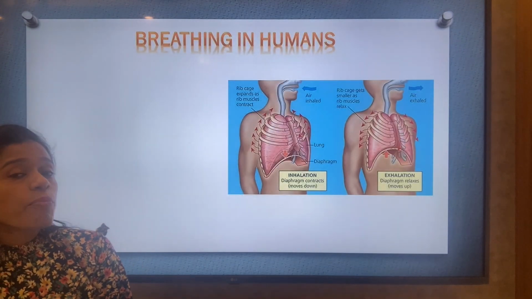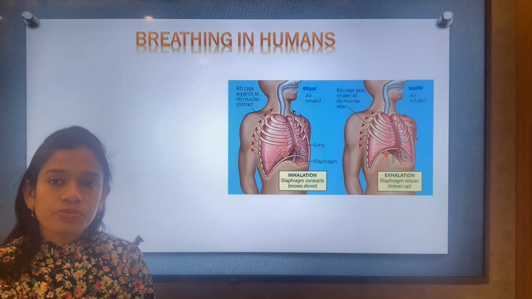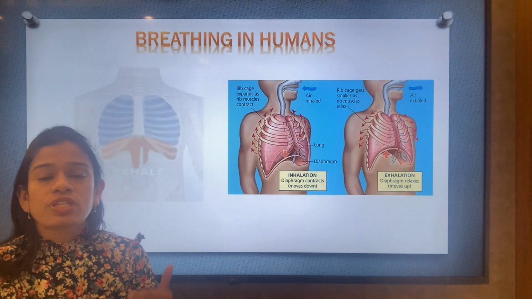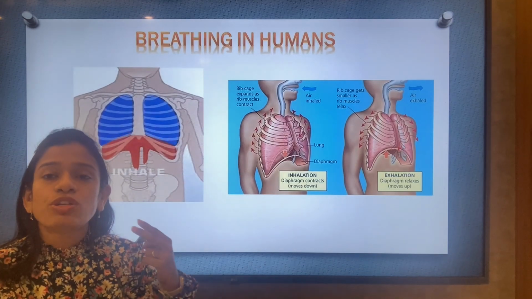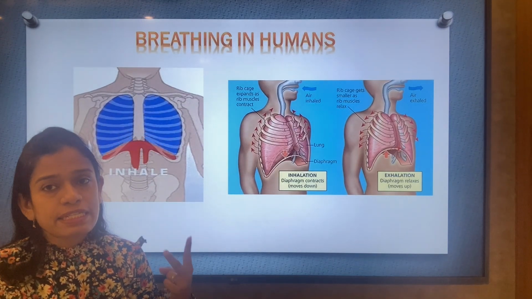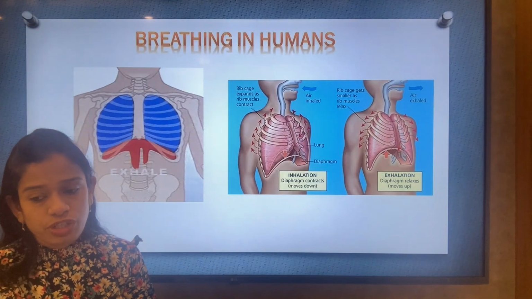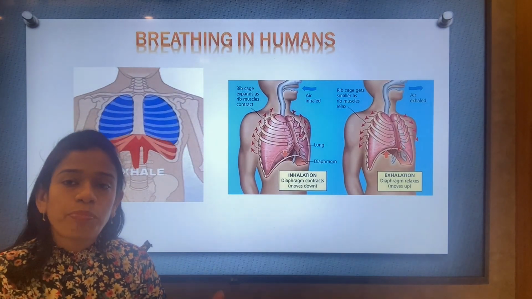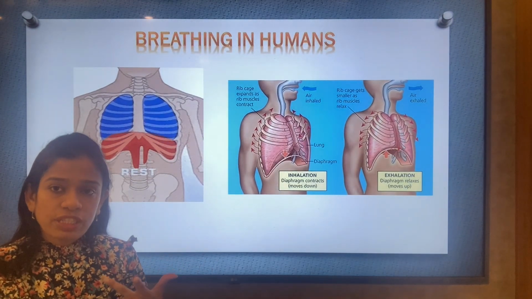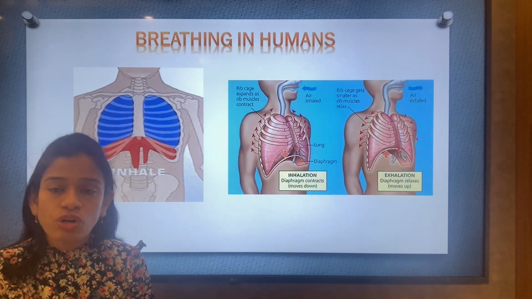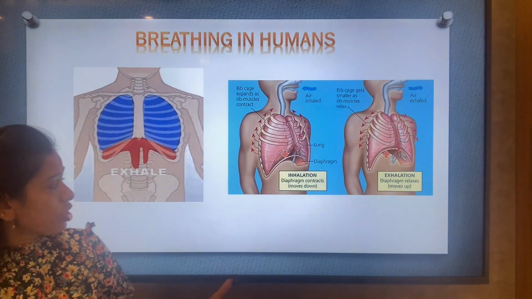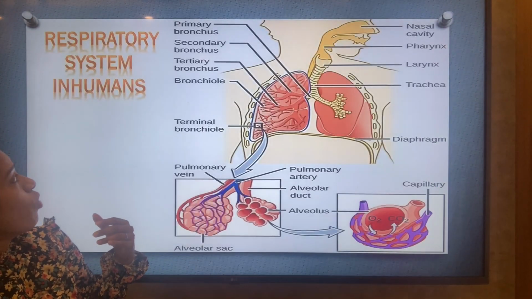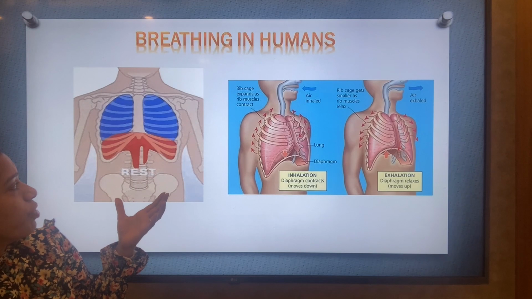Then it is the breathing in humans. Because I told you that in life processes there are 2 important processes, that is breathing and respiration. So we have understood the process of respiration, that is the breaking down of glucose in order to release energy. But this is what happens during the process of breathing.